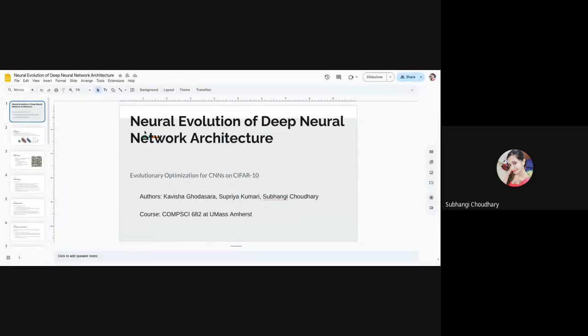Hello everyone. Today I am going to present my project on evolutionary optimization of deep neural network architectures, which is a study focused on automating the design of neural networks for image classification using evolutionary algorithms.